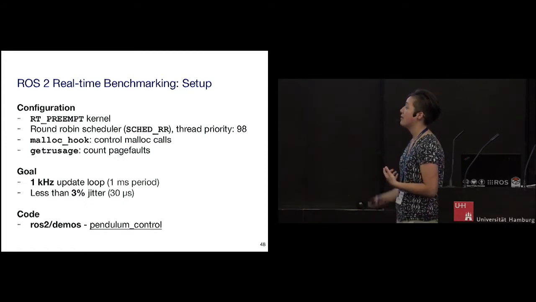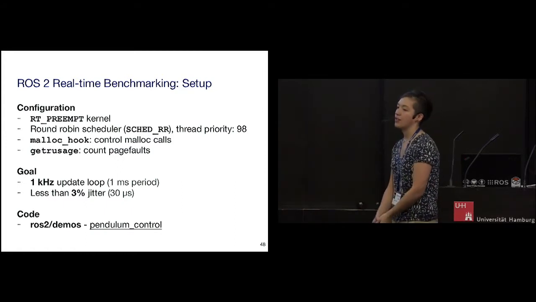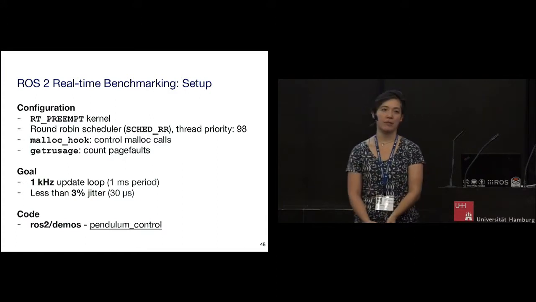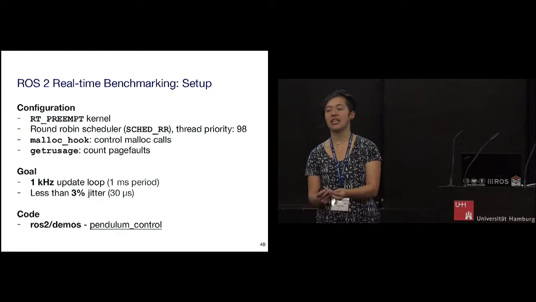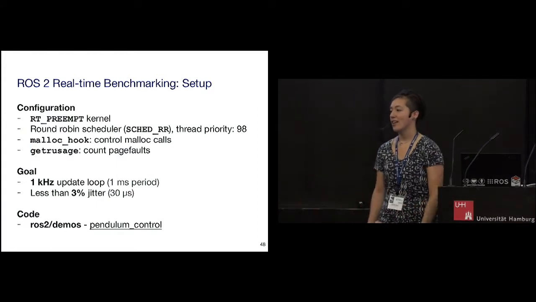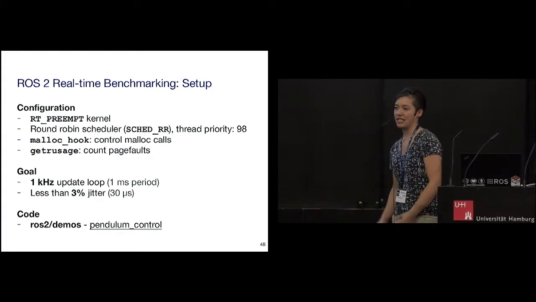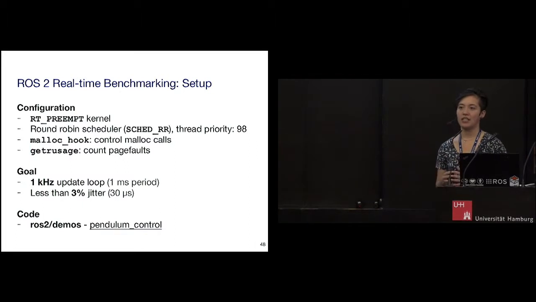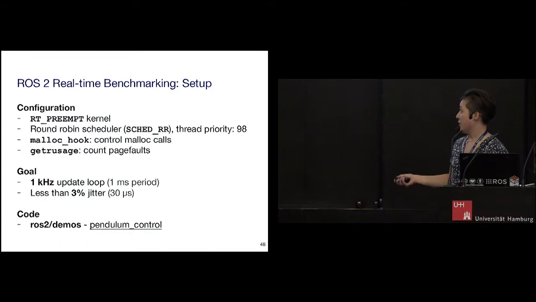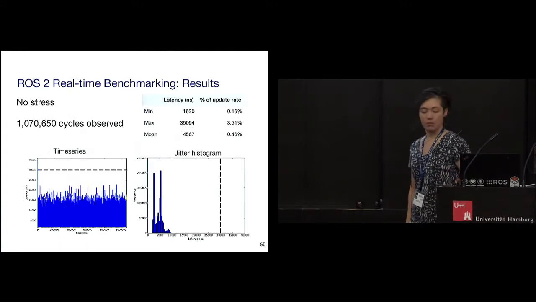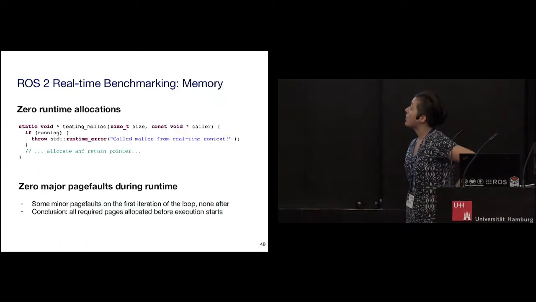So the goal that I've set for this system is a 1 kHz update loop with 3% jitter. And this is a golden standard that we hear a lot about in robotics, basically based on how fast your motor can update. Oh yeah, and you can see the code on GitHub. Whoops, spoilers.